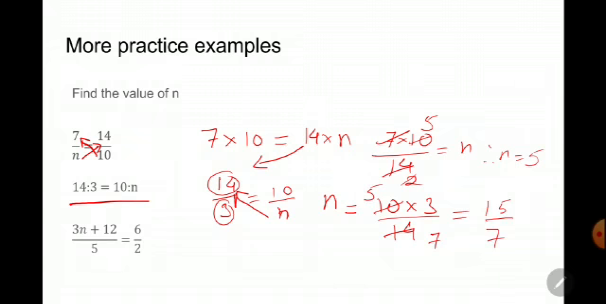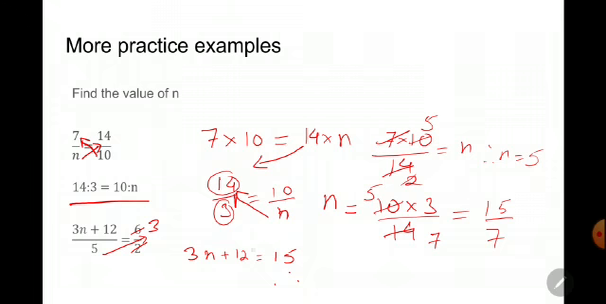Now let's go ahead and try solving an equation next. We have 3n plus 12 by 5 is equal to 6 by 2. We can simplify it further by cancelling out 2, giving us 3. Now we move the denominator 5 to the right hand side, giving us 3n plus 12 is equal to 3 into 5, which is 15.